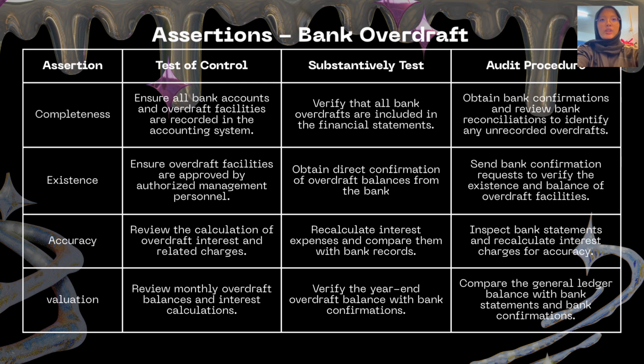For the test of control, the auditor checks whether all bank accounts and overdraft facilities are recorded in the accounting system. Management should maintain a complete list of all bank accounts and regularly review it to ensure no accounts are missing. For the substantive test, the auditor verifies that every bank overdraft balance is included in the financial statement. This is done by comparing the accounting record with information obtained directly from the bank. The audit procedure is to obtain bank confirmation and review bank reconciliation.